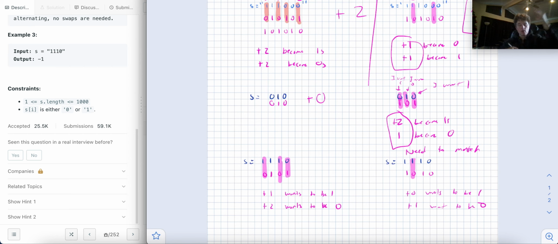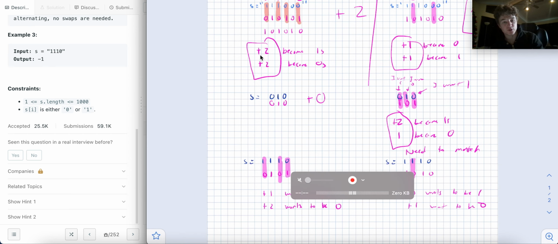For every 0 that wants to become a 1, there's going to have to be a 1 that wants to become a 0. Okay? And whatever that number is, that's the number of swaps you're going to do, because that's the number of pairs you can create. So you can either do, in the first example, 2 or 1.